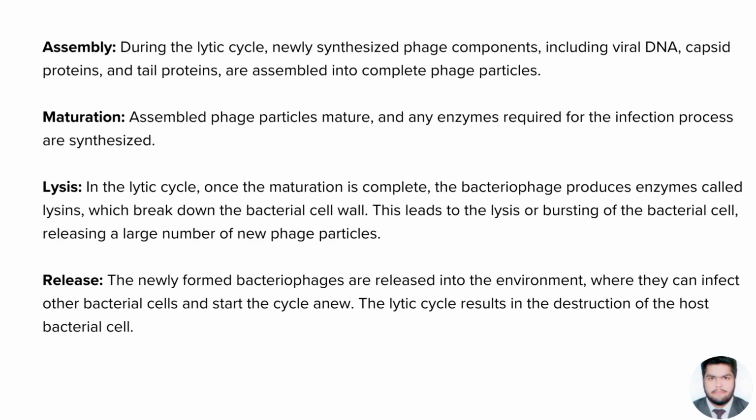Lysis. In the lytic cycle, once the maturation is complete, the bacteriophage produces enzymes called lysins, which break down the bacterial cell wall. This leads to the lysis or bursting of the bacterial cell, releasing a large number of new phage particles. Release. The newly formed bacteriophages are released into the environment where they can infect other bacterial cells and start the cycle anew. The lytic cycle results in the destruction of the host bacterial cell.